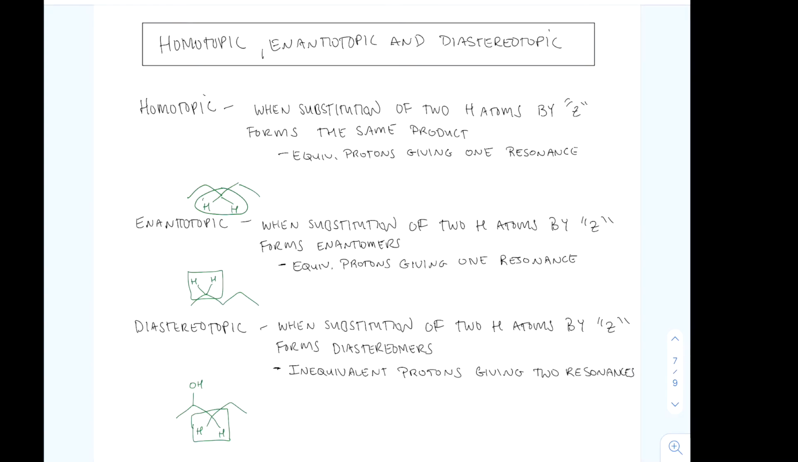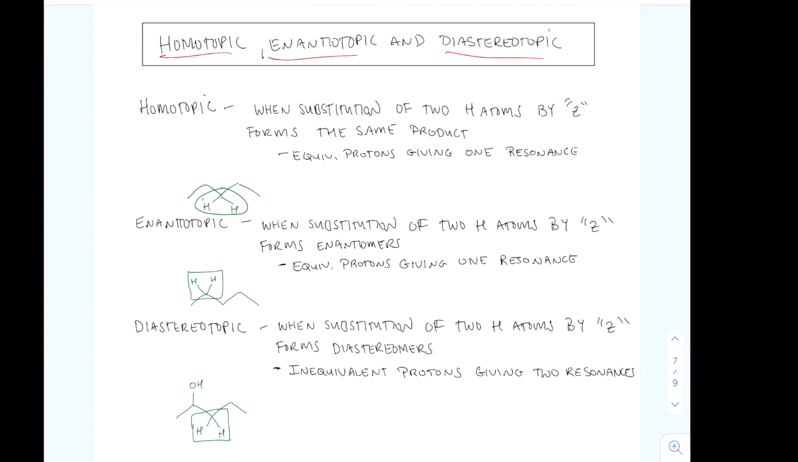All right, so this video is going to serve as an explanation of homotopic, enantiotopic, and diastereotopic protons in an NMR spectrum. Really, what we're trying to do is determine how many signals we will see in an NMR spectrum when given a specific molecule. Each of these homotopic, enantiotopic, and diastereotopic protons will give a very specific signal, and we want to see what's going on with this.